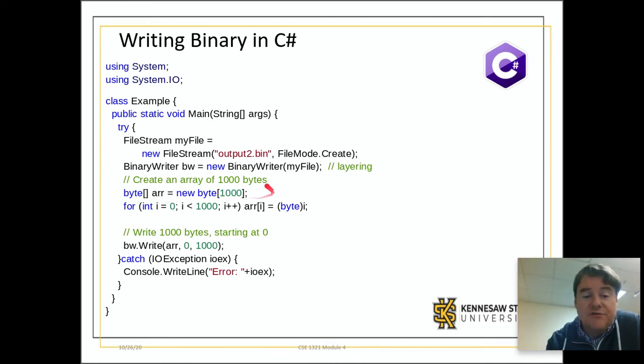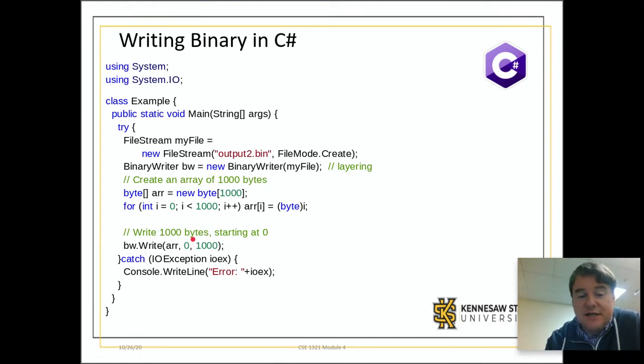And now we have a byte array, which we are just opening up an array of bytes, and we're going to put some random stuff in there just so that we have something to do. And then we're going to write that. So that happens with binary writer.write. We pass it the array, and we tell it where we want to start and where we want to end.